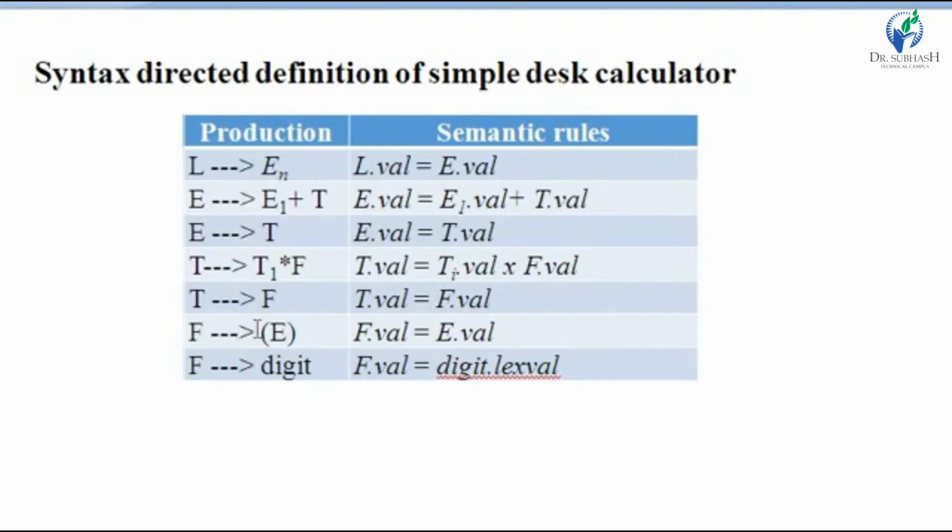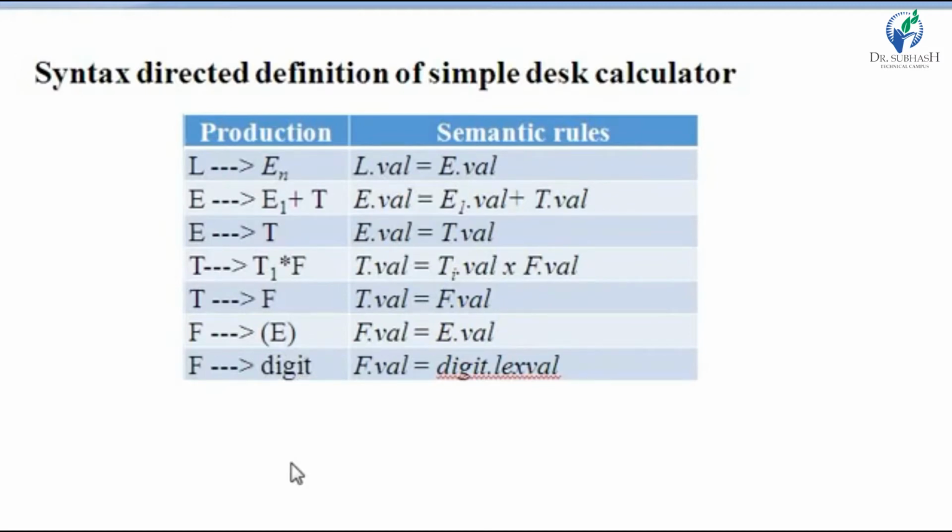F gives opening bracket E closing bracket, then F.value is equal to E.value. F gives digit, then F.value is equal to digit.lexval. It means any number.